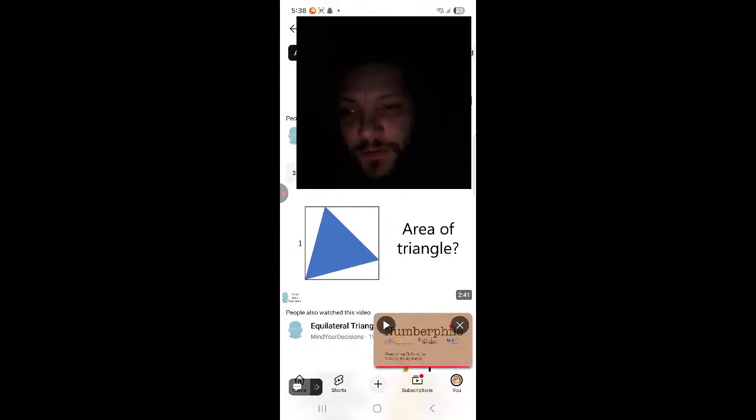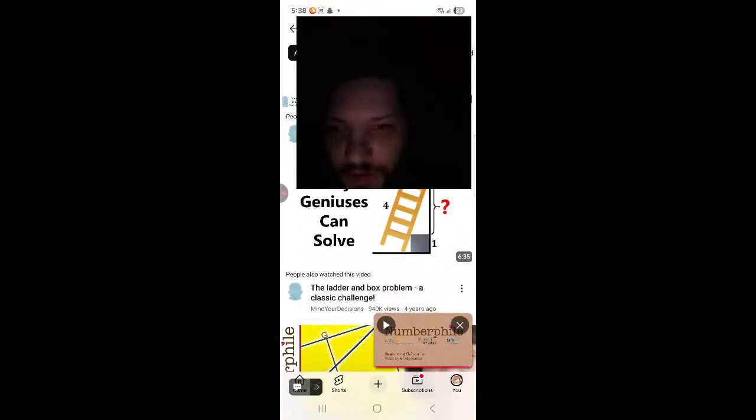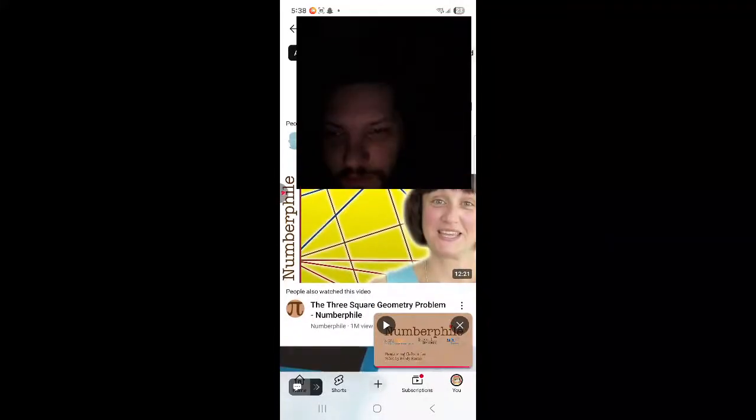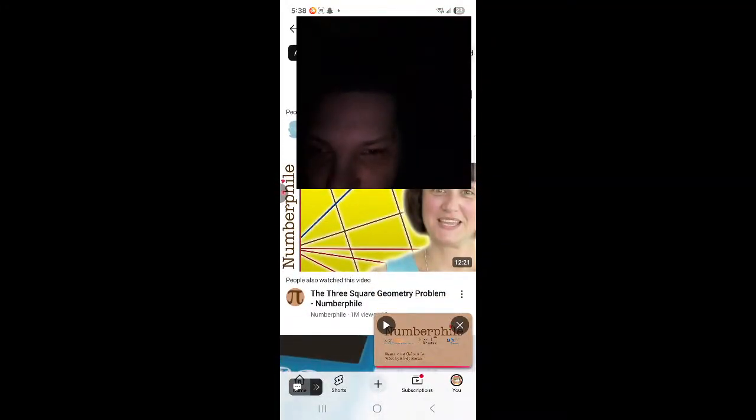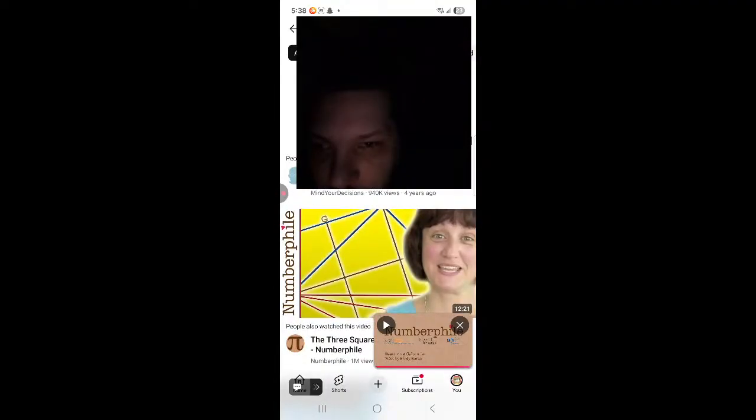And also, that's an equal triangle in a square. But what we want is the opposite. But I can already see a square inside the equal triangle. But I'm still thinking about isosceles. And here's the thing. The three square problem. Geometry problem.